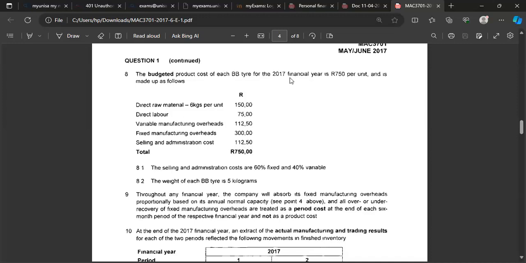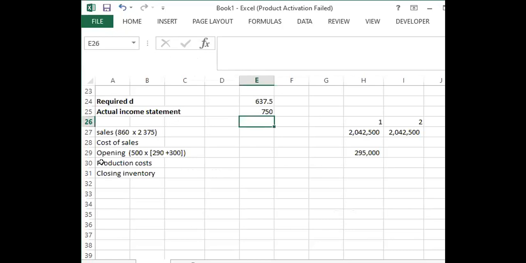So the only costs that we need here are 150, 75, 112.5, and then the fixed overhead, which is 300. Those are the ones we basically need. An easier way of doing that could be taking 750 and deducting 112.50 from it. That would give you the answer. All right, let's work it out and see. These are our costs of production. Let me clear that. We know it's 637.5, but we are going to show how.